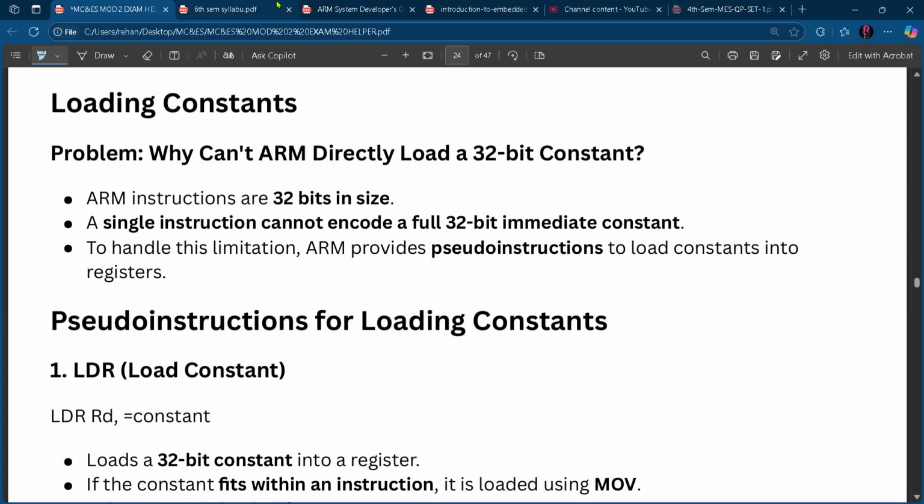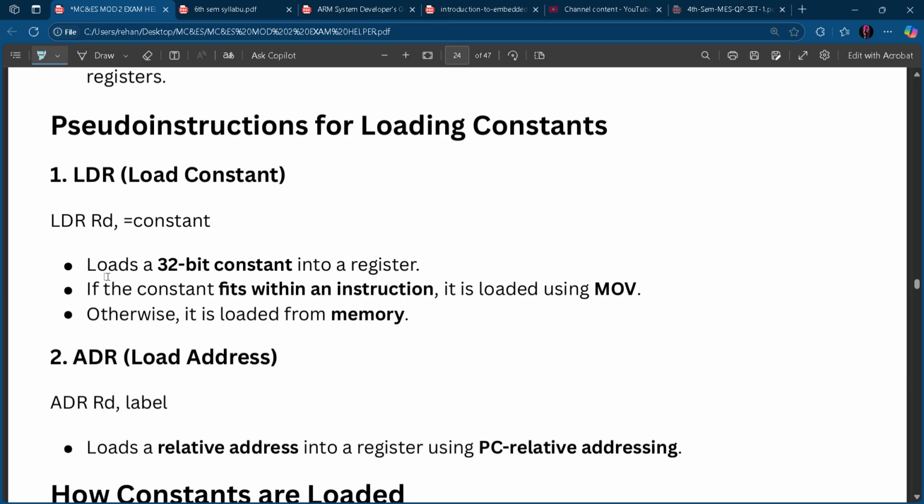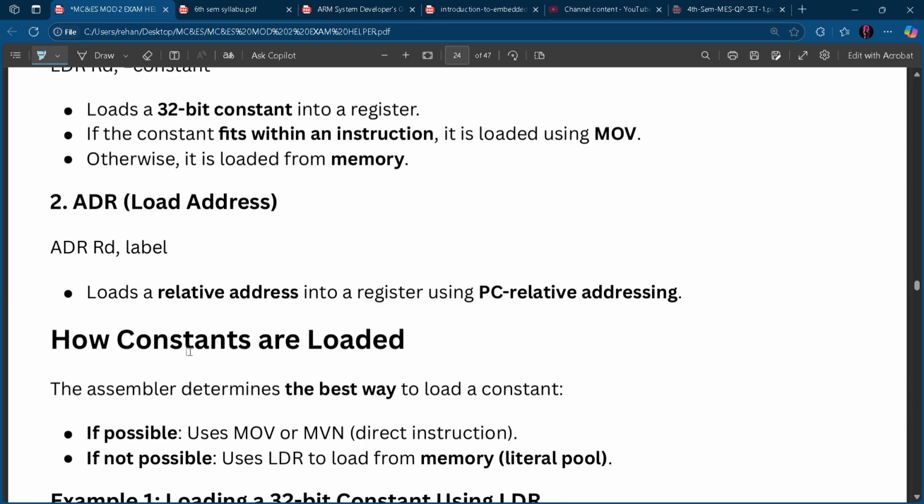Okay, so just see here why ARM cannot directly load a 32-bit constant, because the instructions are just 32-bit inside. A single instruction cannot encode a full 32-bit immediate constant. So to handle this limitation, ARM provides pseudo instructions to load constants into registers. So what are the pseudo instructions? One is load, loading a constant, and the other is loading an address. Sometimes it uses only the move.